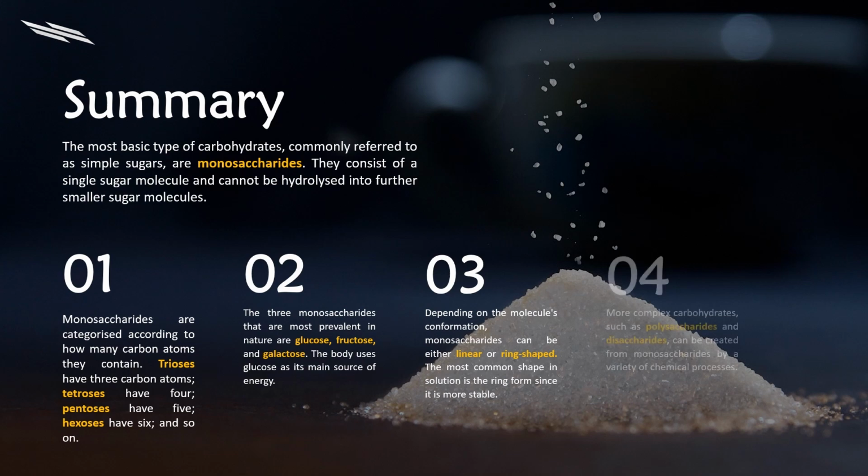More complex carbohydrates, such as polysaccharides (many sugar units) and disaccharides (2 sugar units), can be created from monosaccharides by a variety of chemical processes. Overall, monosaccharides are an integral part of many biological processes and serve a critical function in the metabolism of living things. These are some instances of monosaccharides.